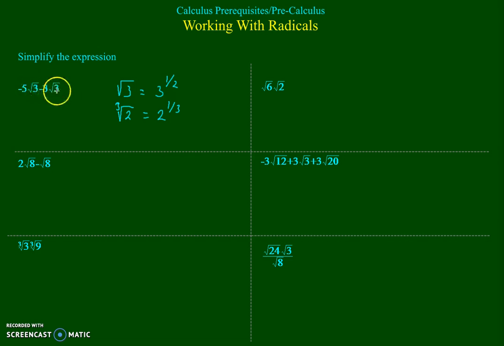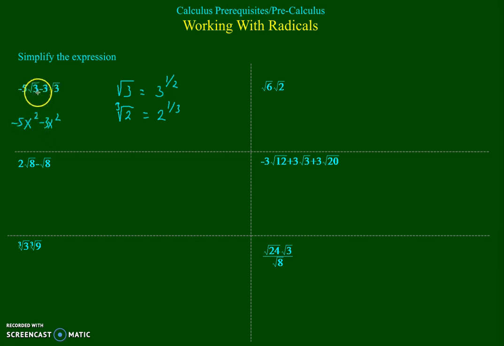Here, when we have the same index, this is in essence just like if you had something like x squared minus x squared. This is x squared minus x squared, which is 0. Here we would have negative 5x squared minus 3x squared. So it would be simply negative 5 minus 3, which is negative 8x squared.